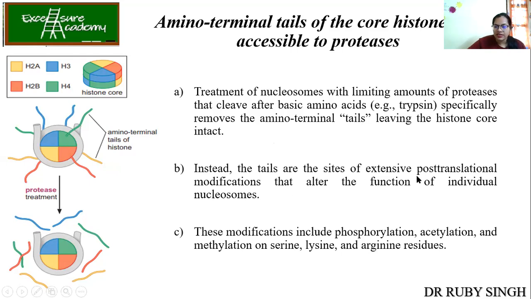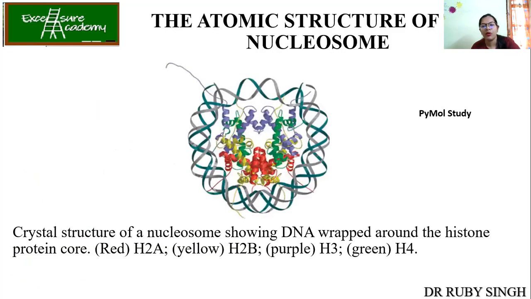Now, the tails are the sites of extensive post-translational modification that alter the function of individual nucleosomes. Now, what happens if they are not treated with the proteases? Okay. So if you do post-translational modification there, what will happen? It is going to change the property of the nucleosome. Either it will be highly tightly bound or loosely bound, so that the DNA unwraps, and there will be some other function, maybe some other gene functions they need to carry out, right? So what kind of post-translational modification are they talking about? Maybe like phosphorylation, acetylation, methylation, and all this will happen on the serine, lysine, and arginine residues. Okay? So please remember, this is again important.